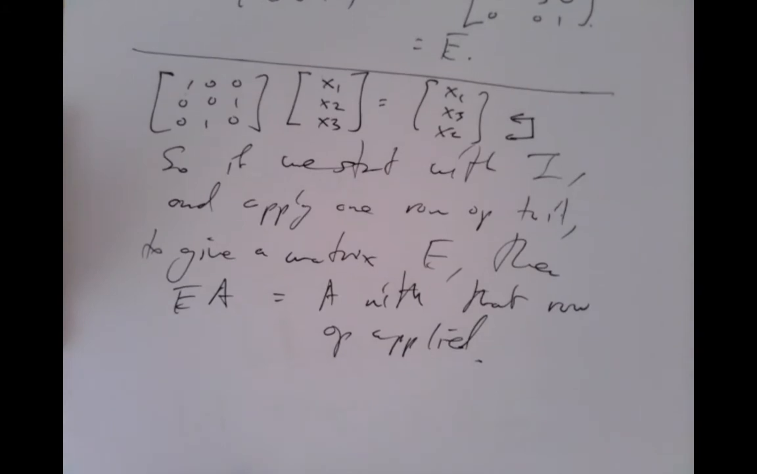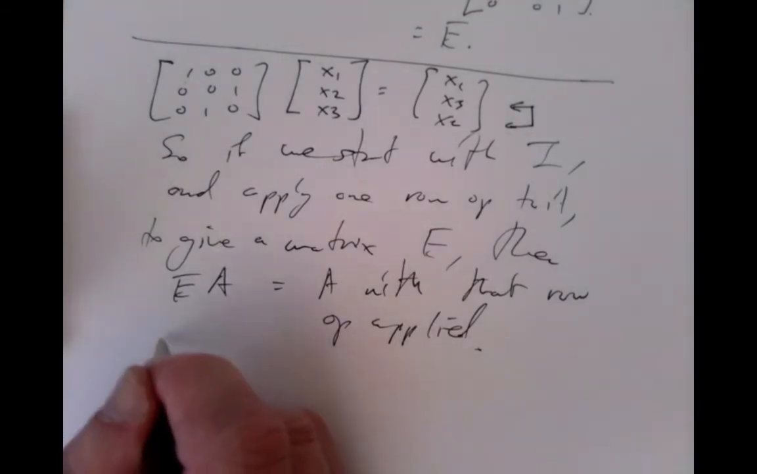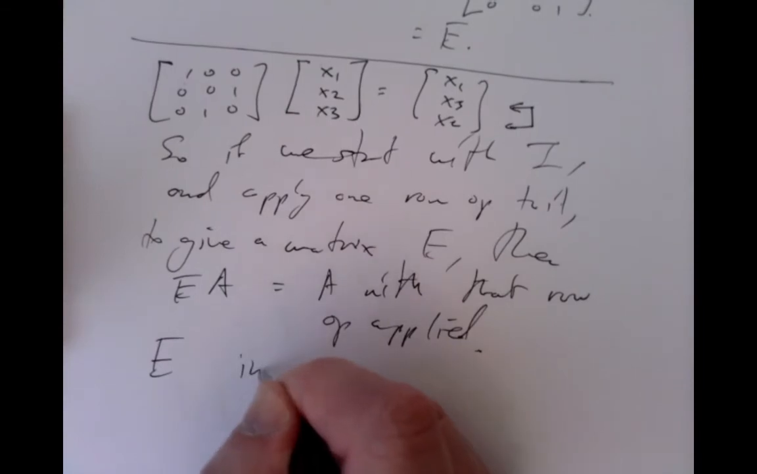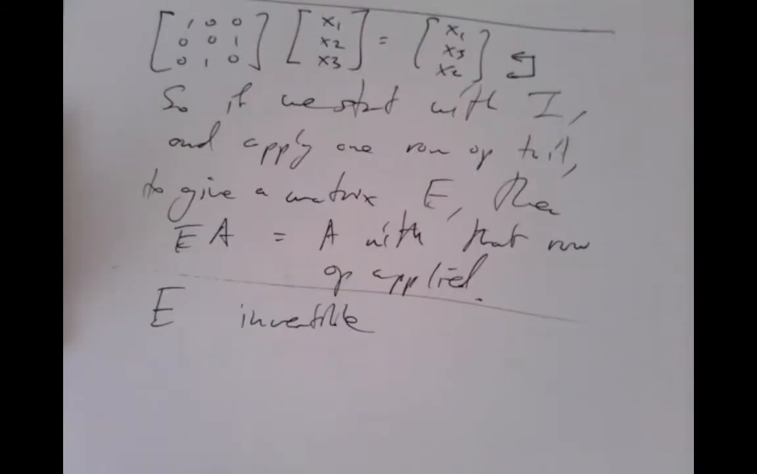Now, if we have a single row operation, we can always reverse it. Every one of our row operations was invertible. We could scale a row by some number and rescale it by the reciprocal of that number, as long as the number is non-zero, and that's all we're allowed to scale by. Or we could add a multiple of a row to another row, and then subtract it again. So those row operations are always invertible. And so, as a consequence, these matrices E are always invertible. For any single row operation that we apply, we always get an invertible matrix.